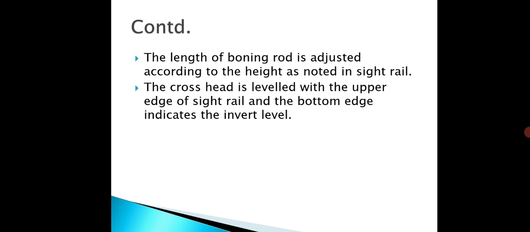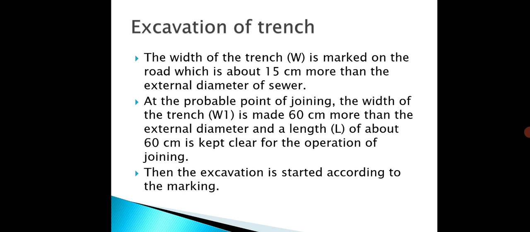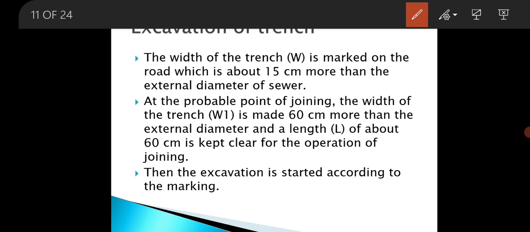Then the second step is excavation of trench. After the marking of the center line, we will go for the excavation. The width of the trench is marked on the road, which is about 15 centimeter more than the external diameter or external dimension of the sewer. So the width of the trench is generally marked 15 centimeter more than the external diameter of the sewer.